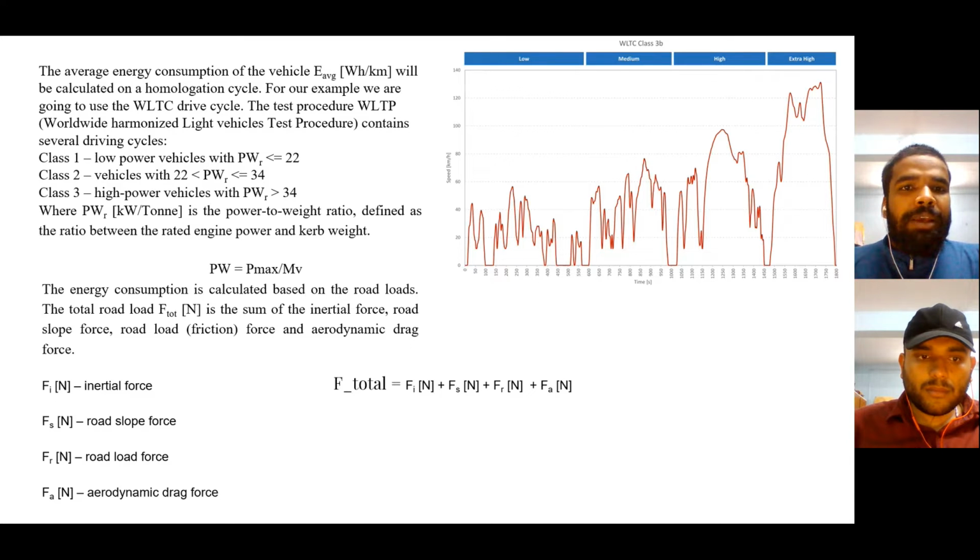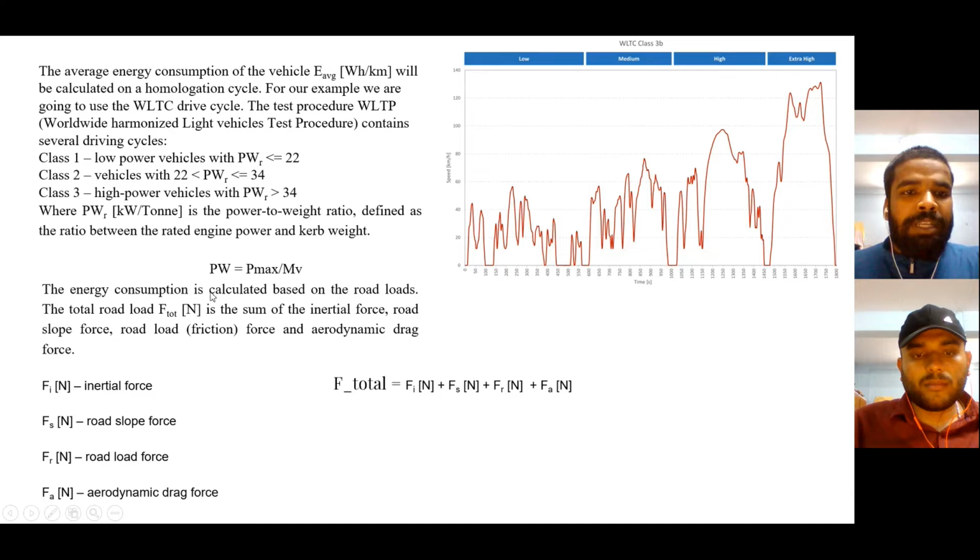So WLTC has different classes. There are three types of class. The first class is the low power vehicle with PW less than 22, the second class is the vehicle with PW between 22 and 34, and the third one is the high power vehicle with PW greater than 34. PW means the power to weight ratio, which we calculate using the formula P max upon the vehicle mass.